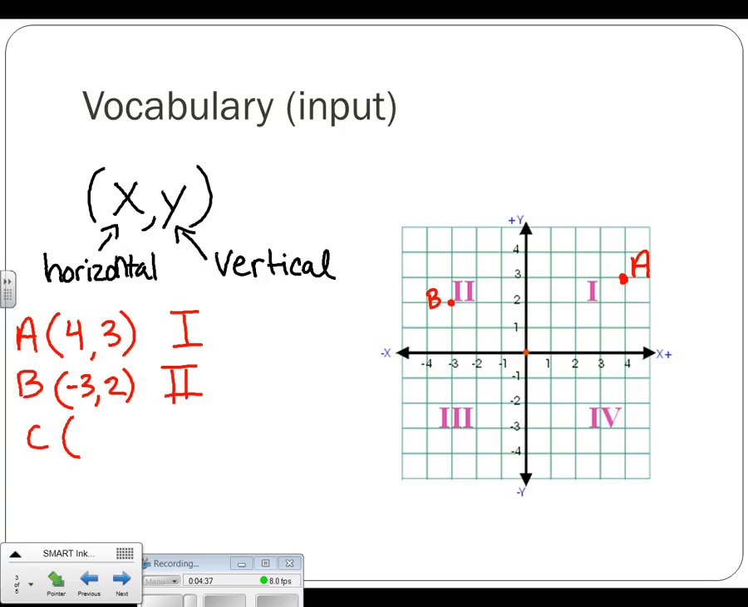C is at -1, -3. So we come over to our graph, left 1, down 3. So that is in quadrant 3. D is going to be located at 5, -4. From the origin, you would go right 5 and then down 4. That would be D over here in quadrant 4.